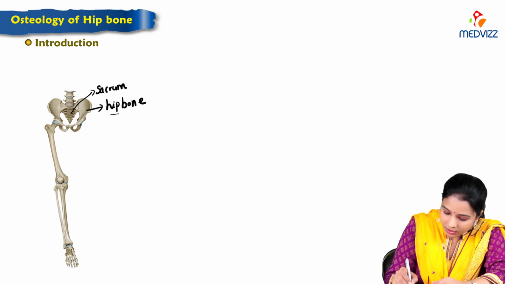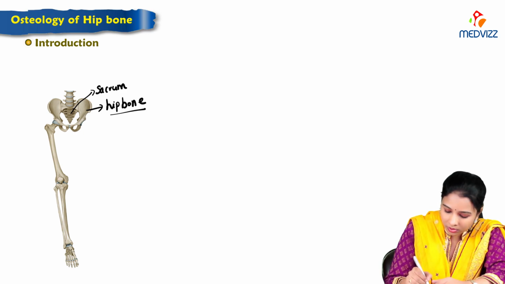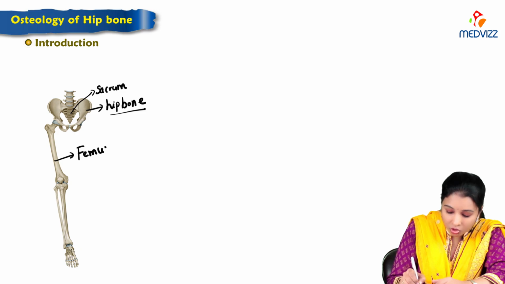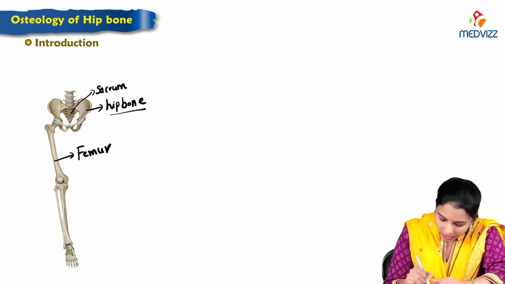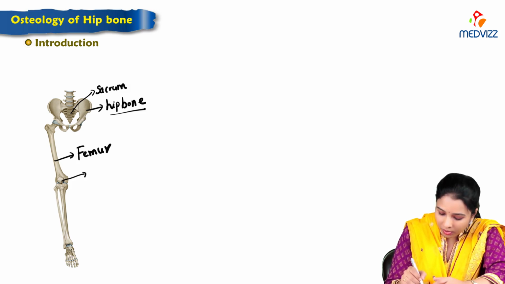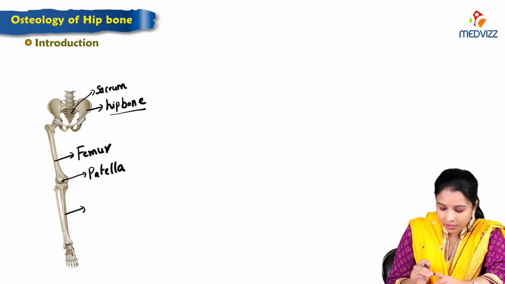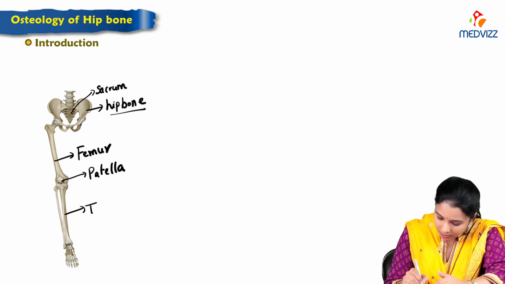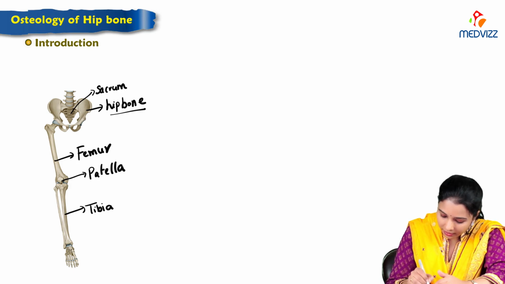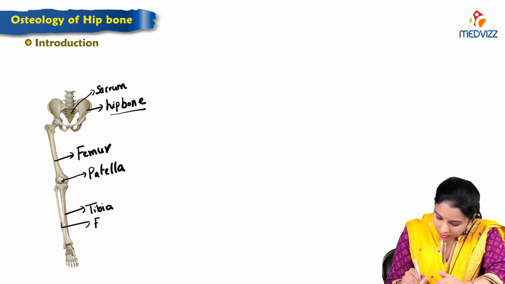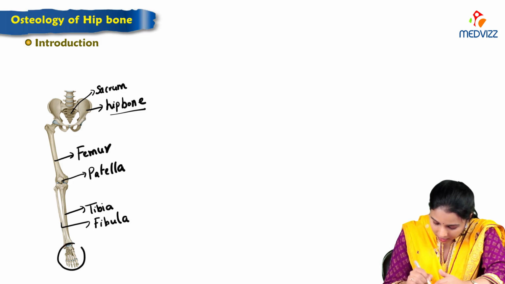So hip bone is considered under lower limb bones, and the thigh bone is femur, which is the strongest and longest bone. And in front of the femur, the small kneecap bone is patella, and the medial thick strong bone is tibia, which is present in the leg, and lateral bone is fibula, and this is the skeleton of foot.